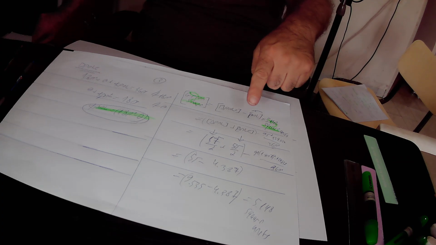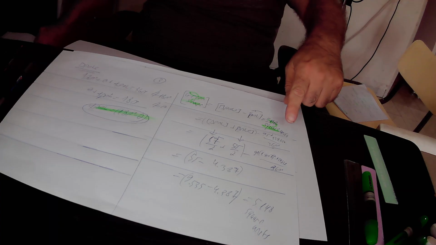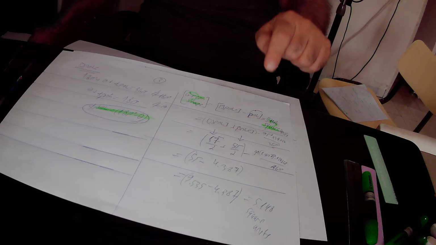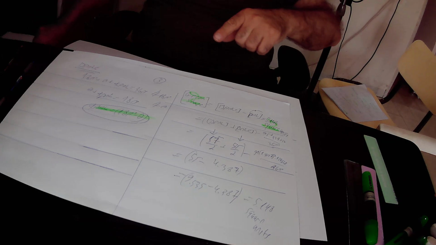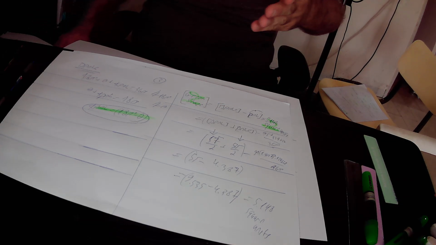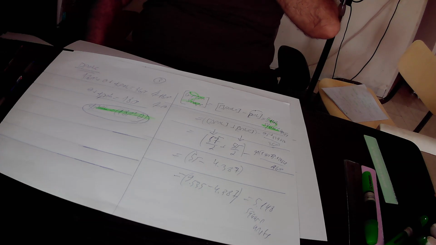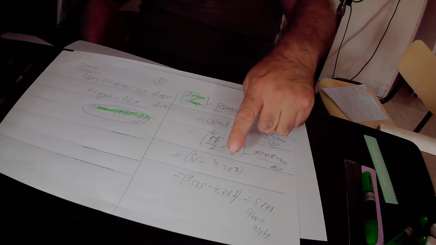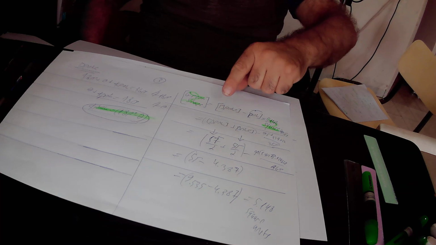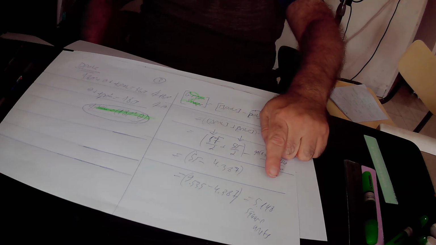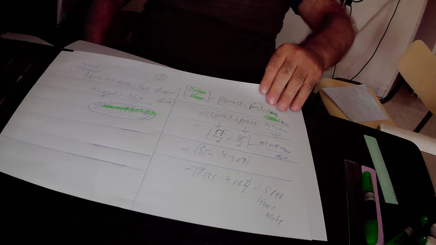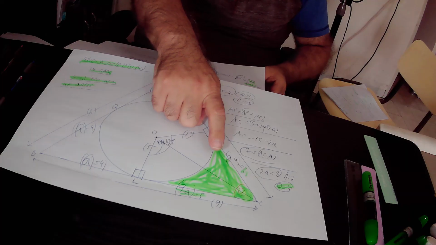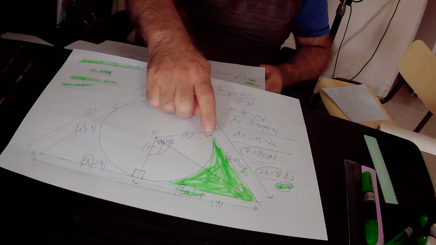5R over 2 plus 5R over 2 is 5R. In total, the value of this expression equals 4.387 square units. R is 1.907, therefore 5R is 5 times 1.907, that is 9.535, minus 4.387, which equals 5.148 square units. So in total, the area of this ratio that you're looking for in this question equals 5.148 square units.